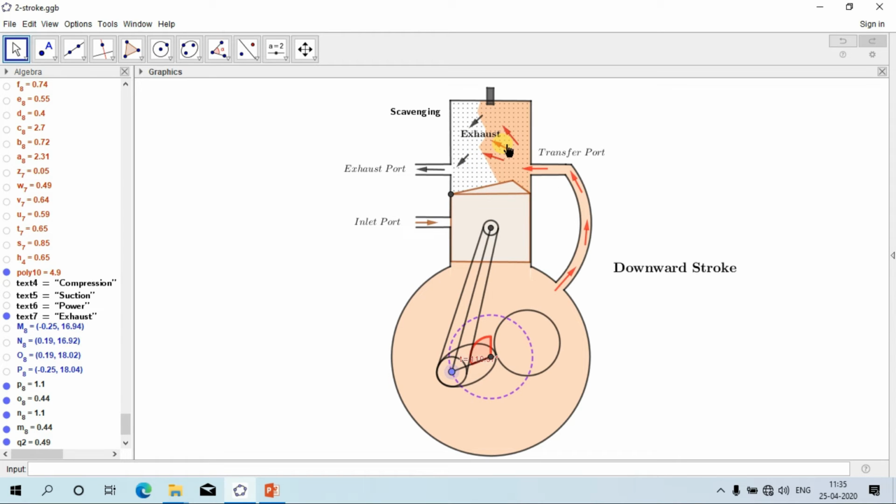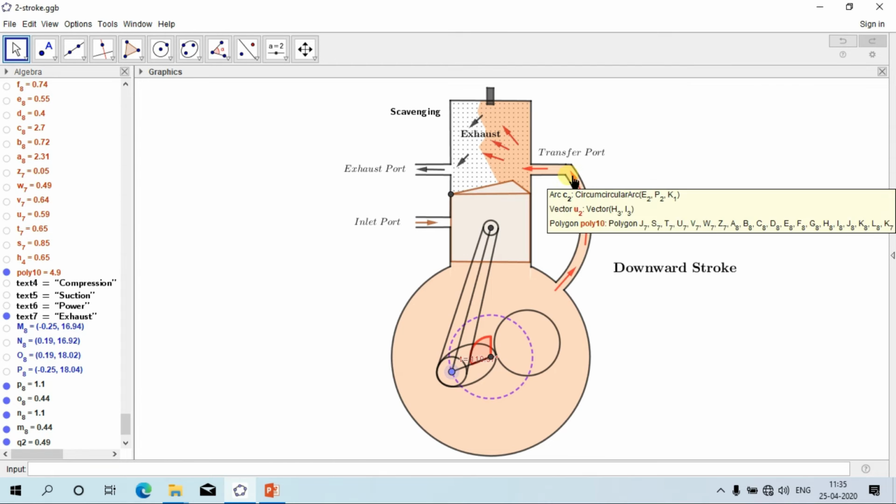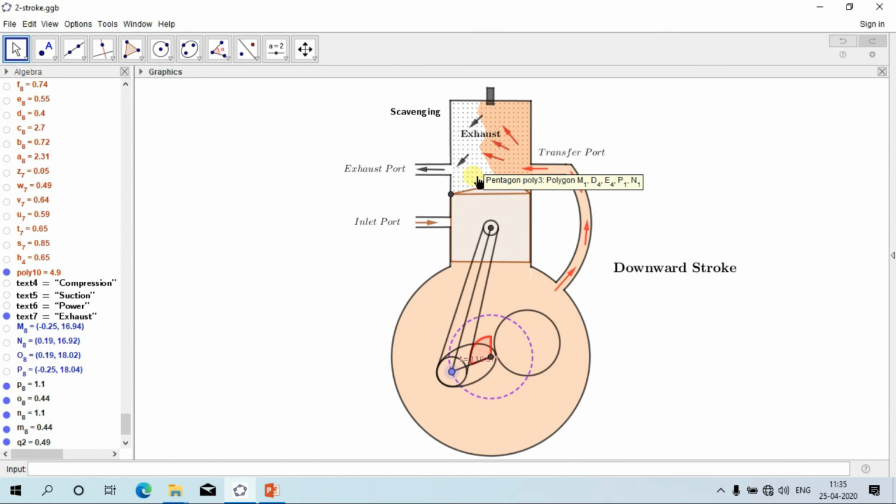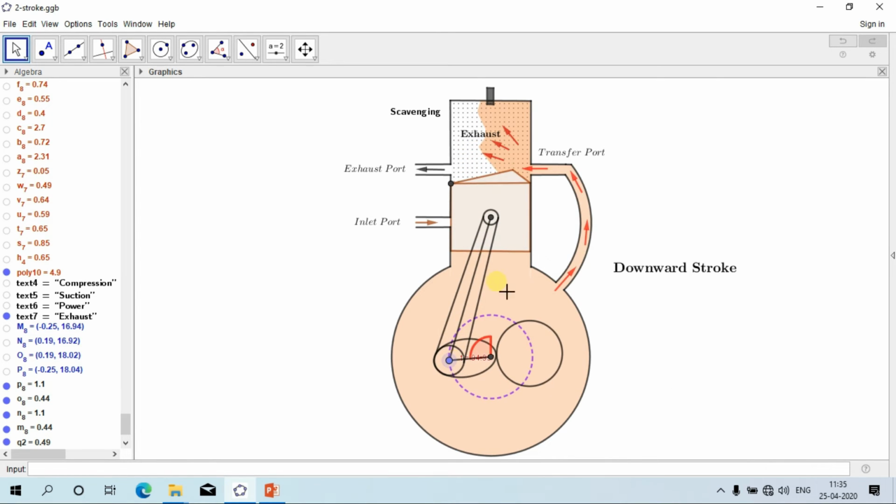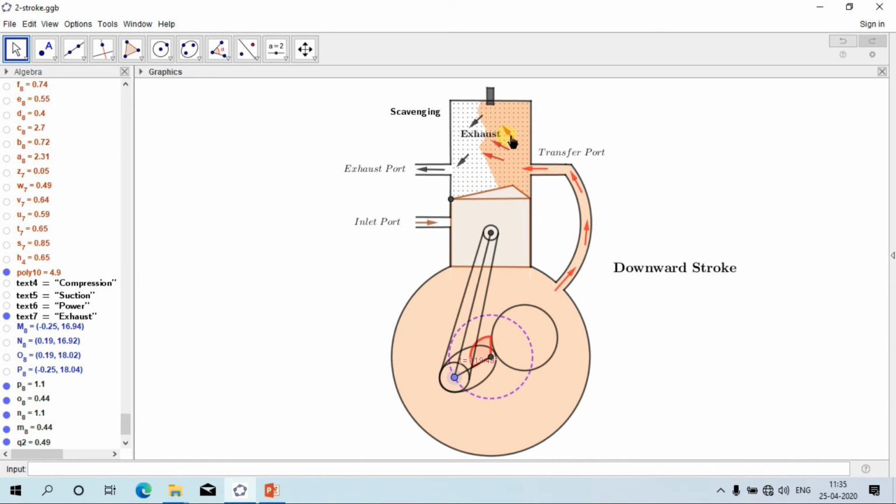by the charge coming from the transfer port is known as scavenging. So that is also a definition repeatedly asked in the exam. What is scavenging? It is basically a process of sweeping the exhaust gases out of the cylinder by the charge coming out from the transfer port, and it is called scavenging. This fresh charge is pushing the exhaust gases out of the cylinder. So that process is called scavenging.